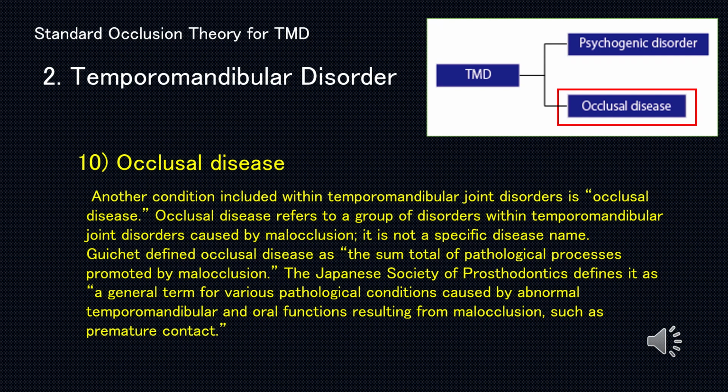10. Occlusal disease. Another condition included within temporomandibular joint disorders is occlusal disease. Occlusal disease refers to a group of disorders within temporomandibular joint disorders caused by malocclusion. It is not a specific disease name. Guichet defined occlusal disease as the sum total of pathological processes promoted by malocclusion. The Japanese Society of Prosthodontics defines it as a general term for various pathological conditions caused by abnormal temporomandibular and oral functions resulting from malocclusion, such as premature contact.